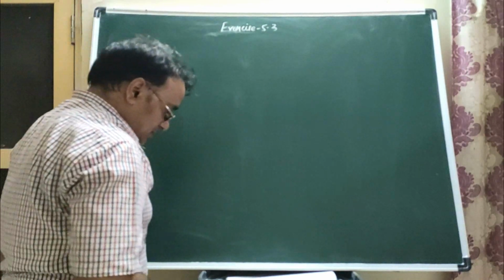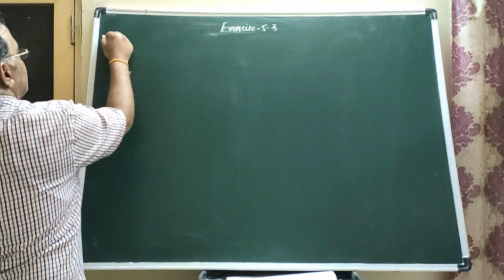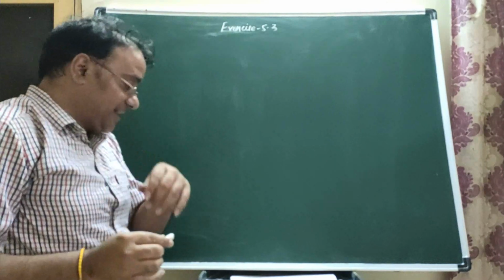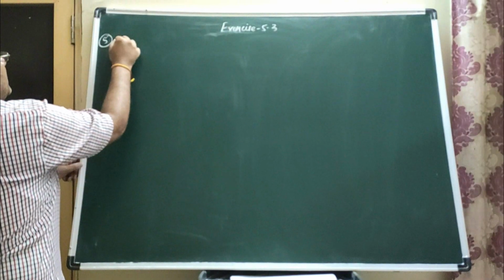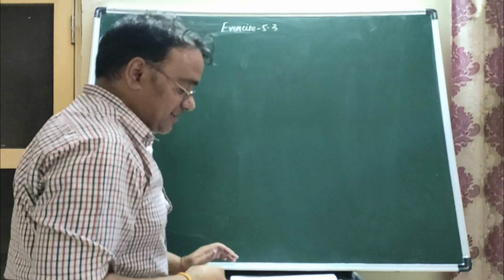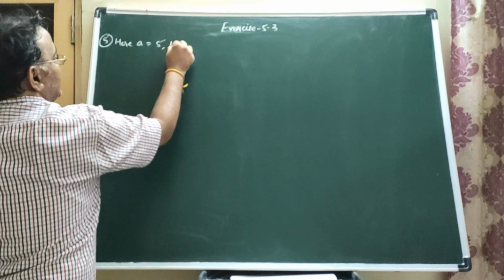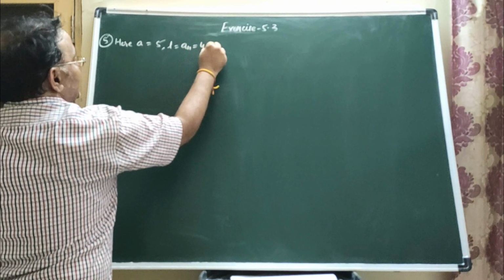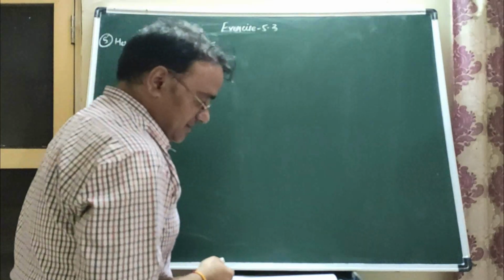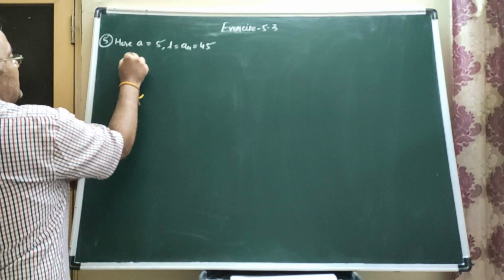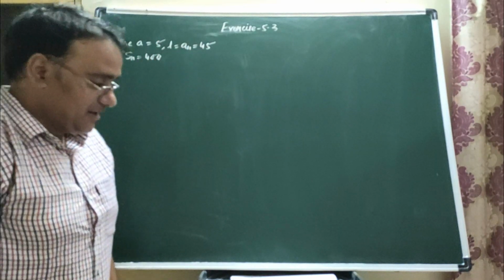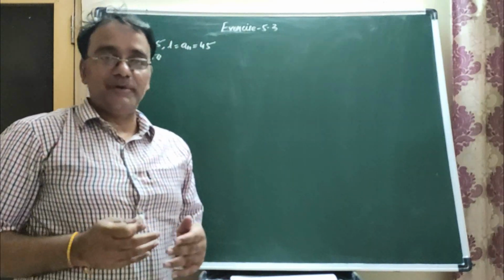Okay. Now, question number 5. I'm reading the question. The first term of an AP is 5. Let me write it first. A is equals to 5. And the last term is 45. L is equals to An is equals to 45. Right? The last term can be denoted by An or by L. And the sum of all the terms is 400. Find the number of terms and the common difference.